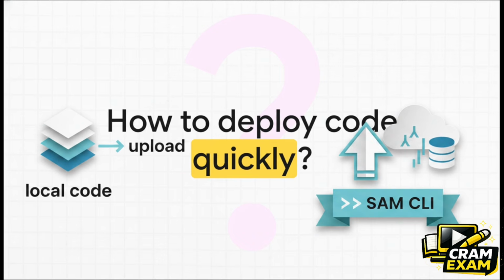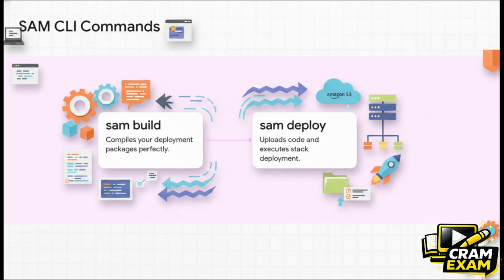Okay, so you wrote the perfect template, but how do you actually get your local code into the AWS cloud quickly and safely? Well, for that, you use the SAM command line interface, commonly known as the SAM CLI. First things first, you run sam build. The CLI scans your application, installs your specific dependencies, and compiles your deployment packages perfectly. Next, you just run sam deploy. SAM automatically takes your packaged Lambda code, uploads it to an Amazon S3 bucket, translates your SAM template right back into raw CloudFormation, and executes the stack deployment. You literally never have to manually zip a file or click endlessly through the AWS console again.